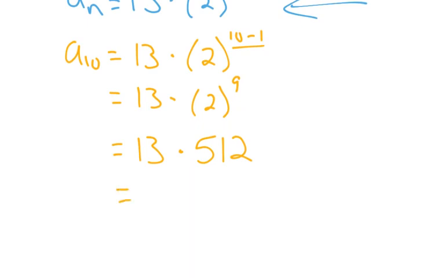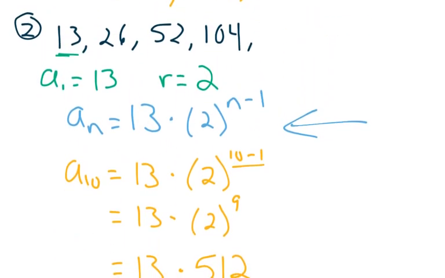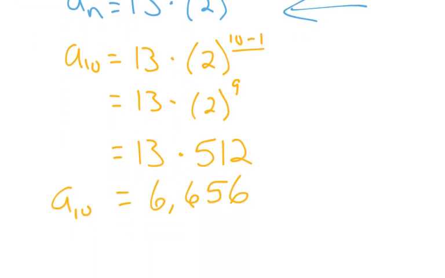13 times 512. Again, type that in your calculator. I'm not expecting you to know that off the top of your head. 6,656. So the 10th term of this sequence, 13, 26, 52, 104, and technically that goes on forever, would be 6,656.